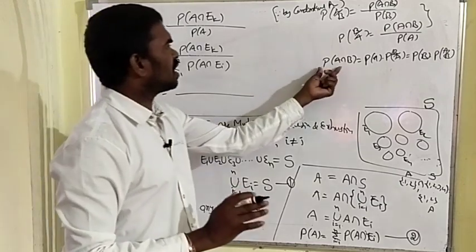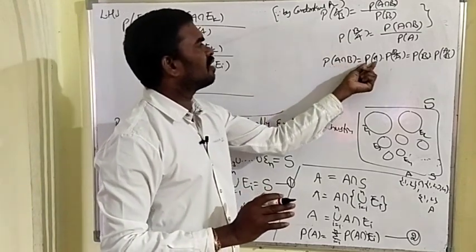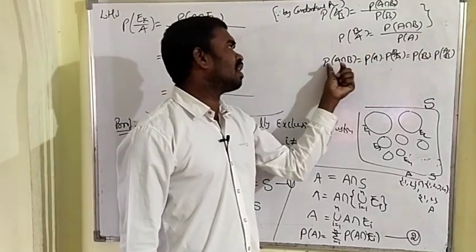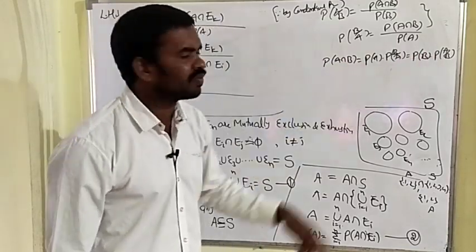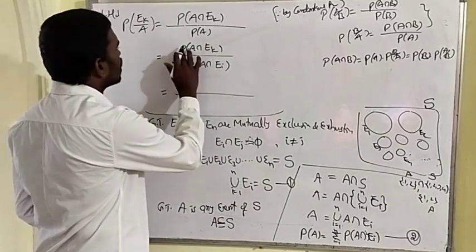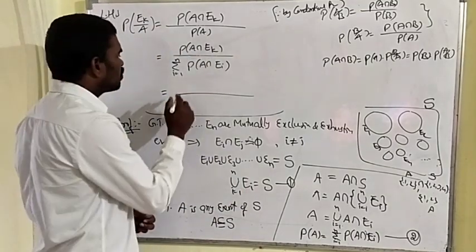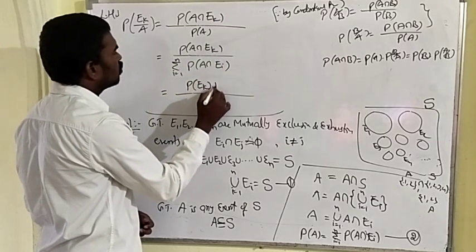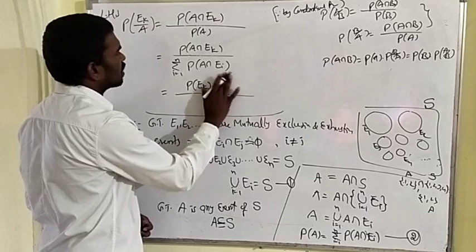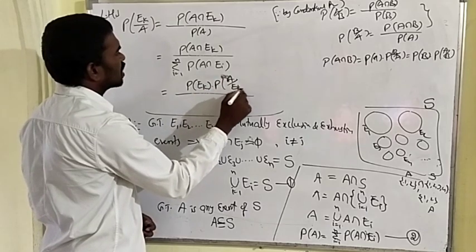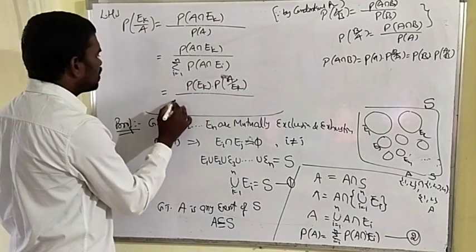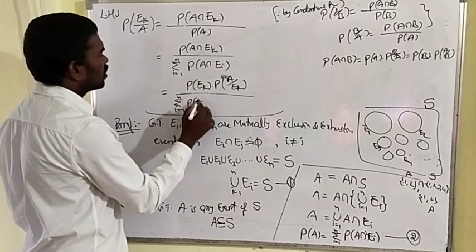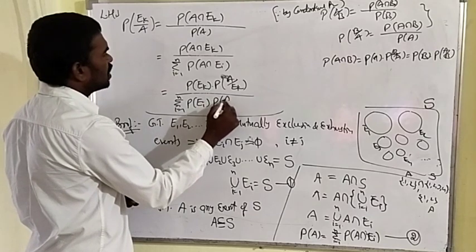So using this, P of A intersection B equal P of A into P of B by A, or otherwise we can write P of B into P of A by B also. So what we can write here: P of A intersection Ek equal P of Ek into P of A by Ek. Next, in the denominator, summation as it is, i equal to 1 to n, so here also P of Ei into P of A by Ei.